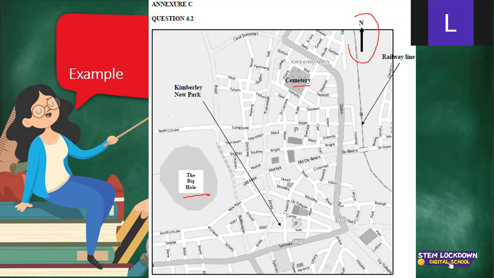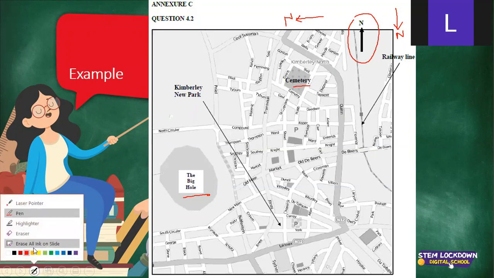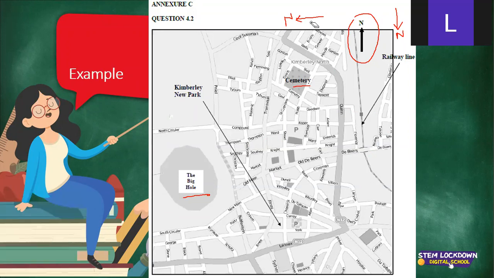I can see I have a compass, right? Sometimes they give you an arrow like this, then you must know that north is this way. Sometimes the compass points in this direction, then north will be that way. So don't memorize the direction of your compass. Okay, let me erase this.